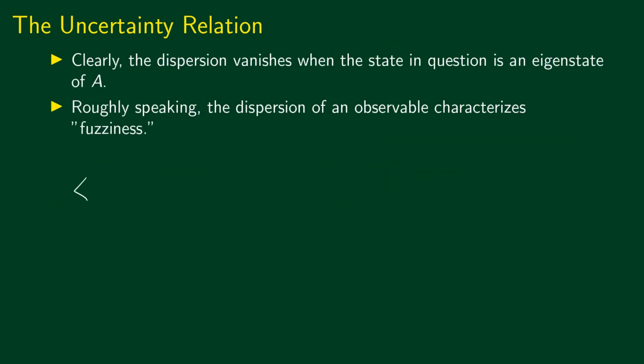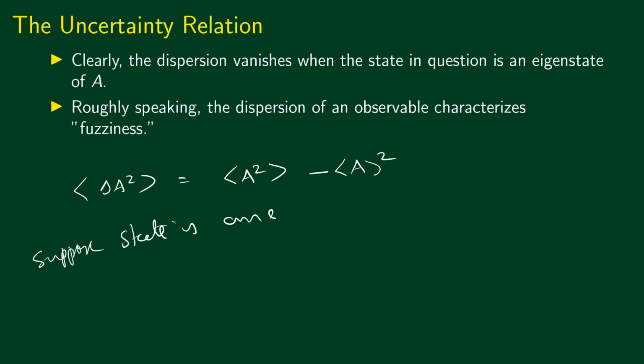So here is our dispersion. The average value of delta A square is equal to the expectation value of the square of A minus the square of the expectation value of A. Now suppose the state that I am considering here is an eigenket of observable A.